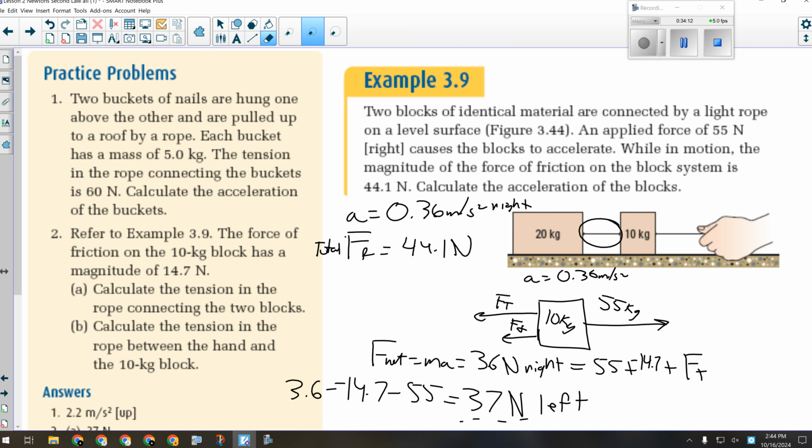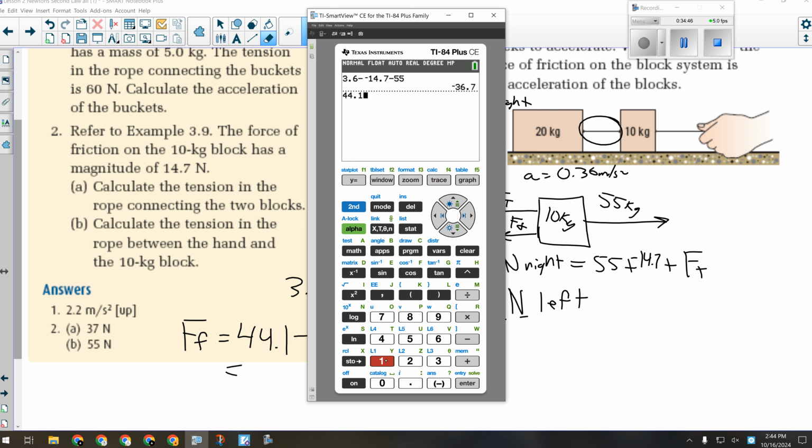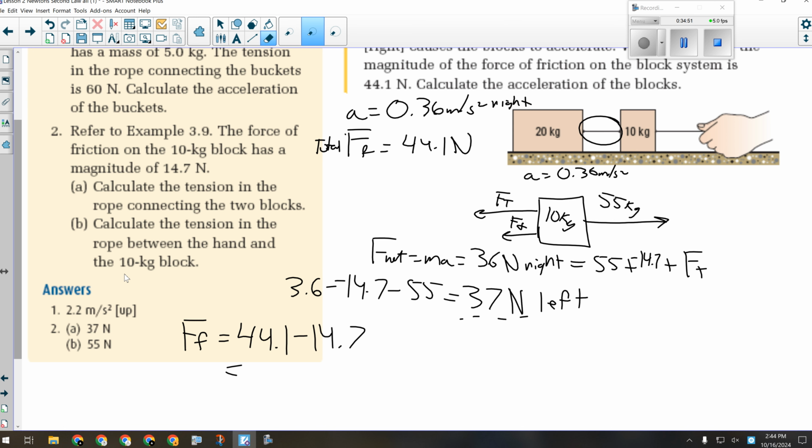Again, did I have to do any really complex math? I had to add and subtract and multiply. And that's it. Okay? But it's the context. I have to see what's happening in order to get there. Now, we said you could also solve this with the 20 kilogram mass. But here's what you had to do. The force of friction on the 20 kilogram mass is the total amount of friction minus the force of friction that was acting on the first mass. So 44.1 minus 14.7. Okay, so on the 20 kilogram mass, that's the force of friction.